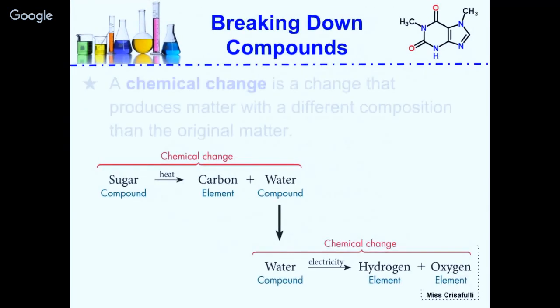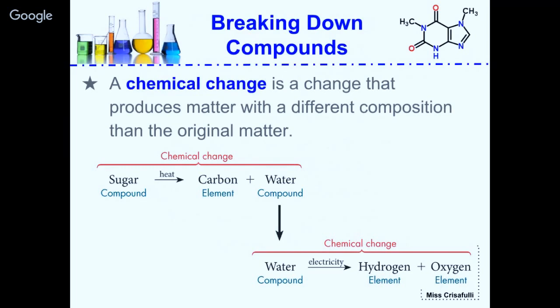Now, when you break down compounds, you're actually undergoing a chemical change. A chemical change is a change that produces matter with a different composition than the original matter. So let's look at these 2 examples. So in the top example on the left, if we were to take sugar and we were going to heat it, we would make carbon and water. Carbon is an element, water is another compound because it's made up of hydrogen and oxygen. So that is a chemical change. We cannot go back and undo that. We made something different than what we started with.